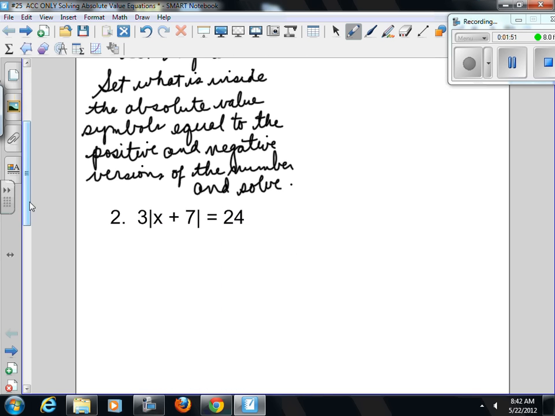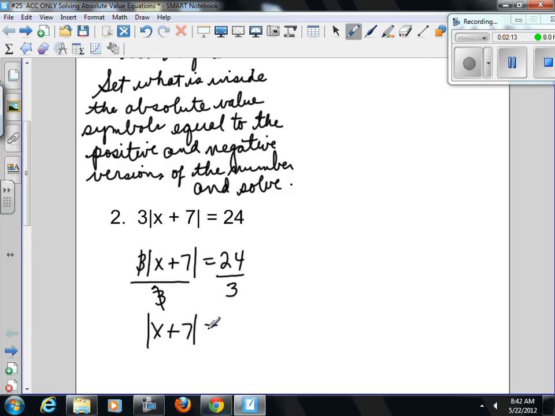So let's look at this next one. We have 3 times the absolute value of x plus 7 equals 24. We need to get the absolute value symbols alone, so we're going to divide everything by 3, because the 3 is multiplying those absolute value symbols. The 3's cancel, and we have the absolute value of x plus 7 equals 8.